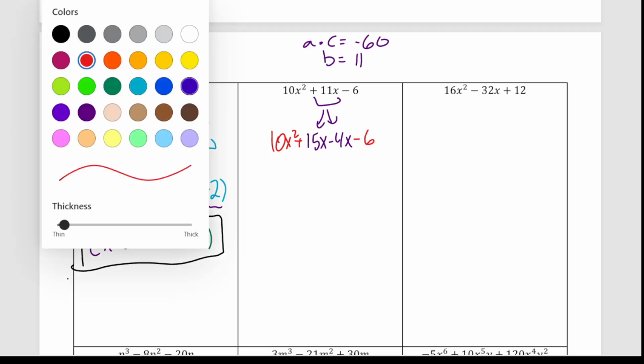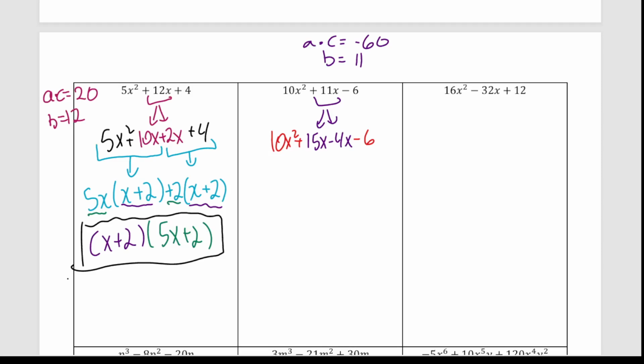And you might be wondering, how do I make this order? It doesn't actually matter what order you write the numbers in. It will actually work either way, as long as you have a positive 15x and a negative 4x somewhere. So I could have written negative 4x plus 15x or 15x minus 4x. It's still going to work.